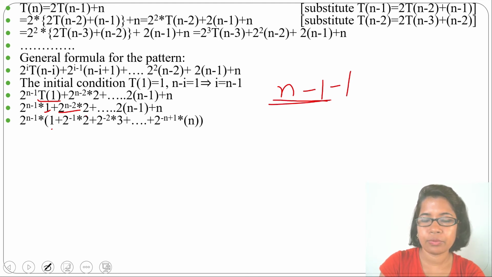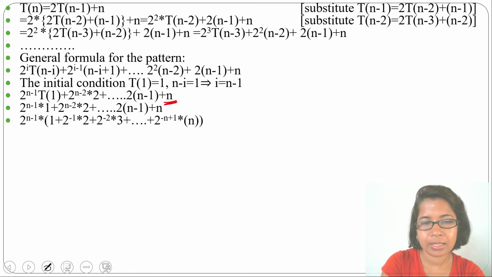Taking 2 power n minus 1 common, there will be 2 power minus 1 multiplication 2. You can mark this. Next term will be 2 power minus 2 multiplication 3. Like this it will continue. Finally, we will get 2 power minus n plus 1 multiplication n. Just mark here n is given. N is given means 2 power 0 multiplication n. 2 power 0 value is 1.